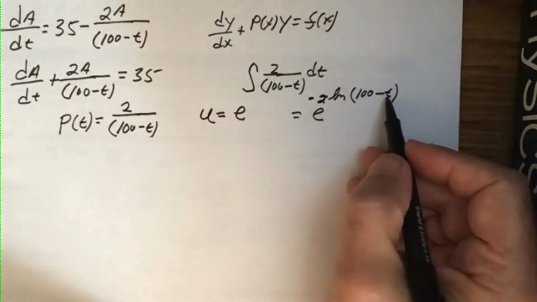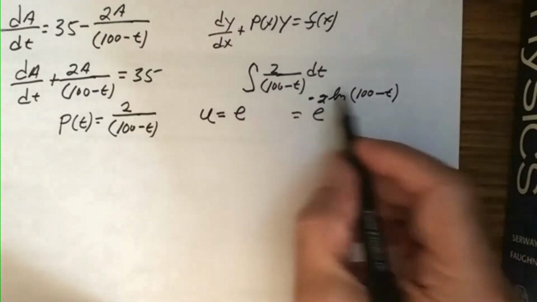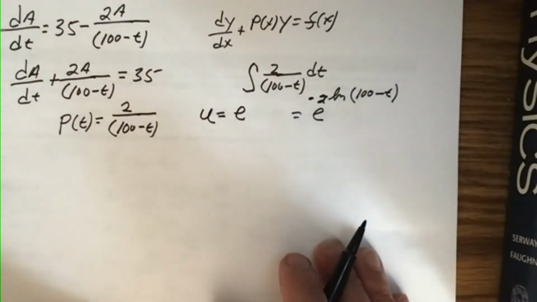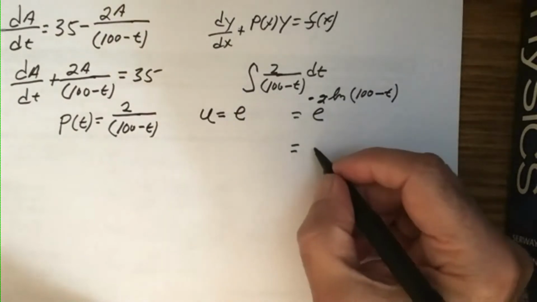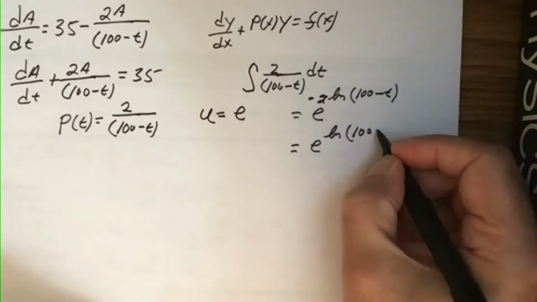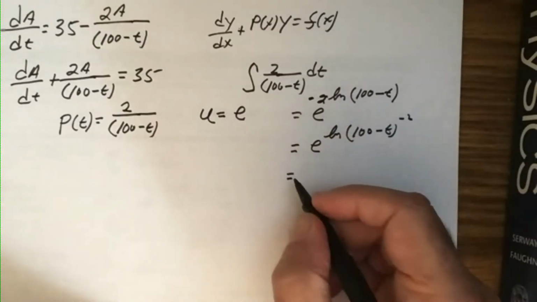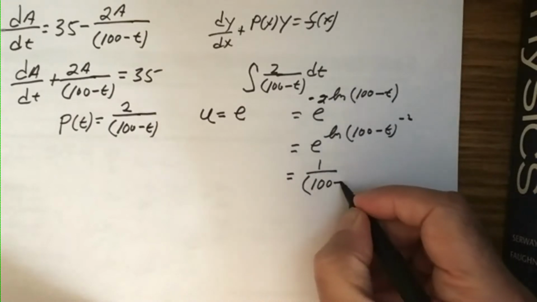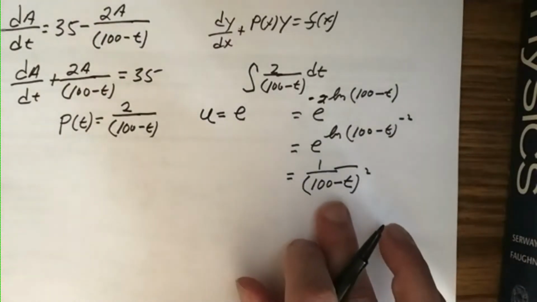So we see when you take the derivative of this, you get this, right? You get the 100, and then you got the minus sign here, which cancels with that minus sign. So I can write this now as e to the natural log of 100 minus t to the minus 2. So what is this going to be equal to? This is going to be equal to 1 over 100 minus t squared. So that's my integrating factor.